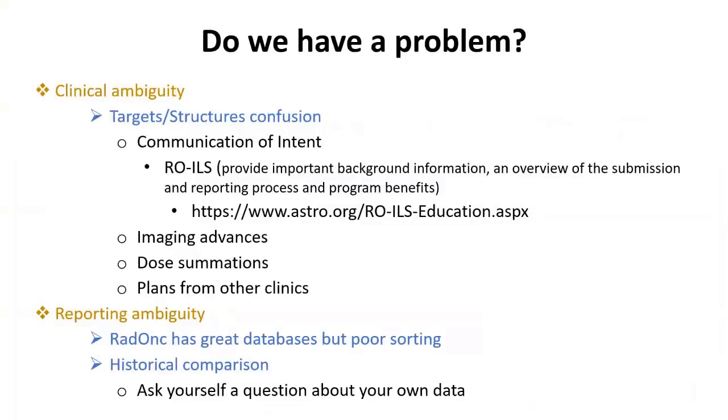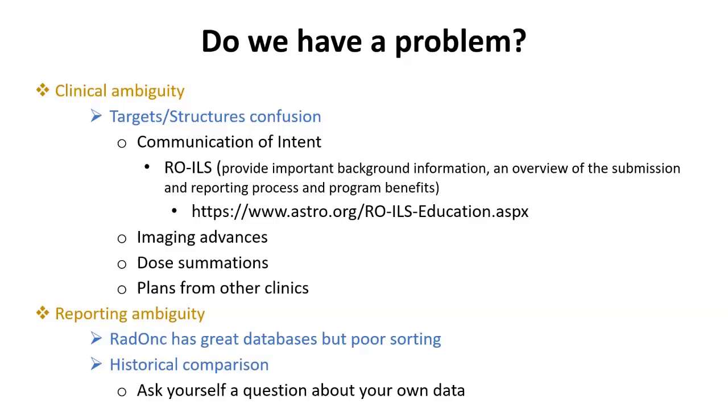So we have clinical ambiguity, target structure confusion, communication of intent, roles, imaging advances, dose summaries, plans for other clinics. Reporting ambiguity is also very important because you need to report your work: what you have done in your clinic, how many patients you have treated, what type of dose you have been giving, what type of protocol you are following, and so on. So Radonc has a great database, but it has poor sorting.